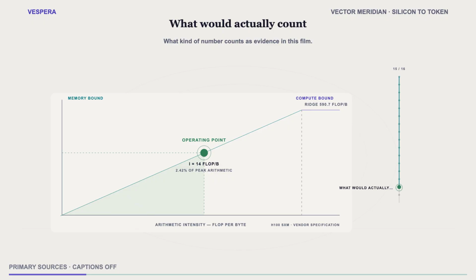We have established that moving numbers is the expensive part, that the imbalance is getting worse every generation, and that the workload everyone cares about sits at the worst possible point on the graph. Now let us look at the machine the industry built in response and ask why it looks so extremely strange.